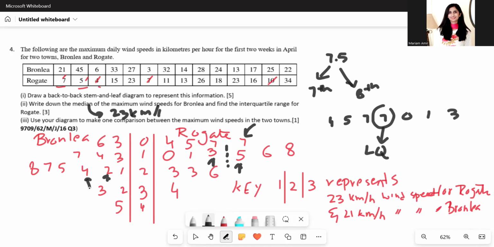And similarly, to find the upper quartile, this is the 4th value from the start. Now we look at the 4th value from the end.